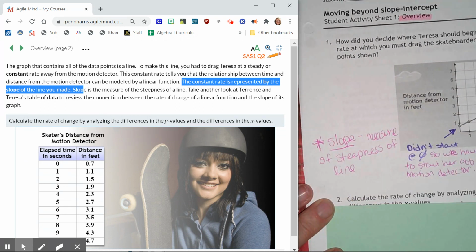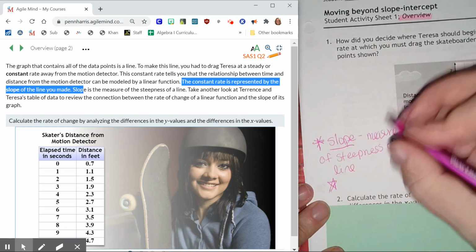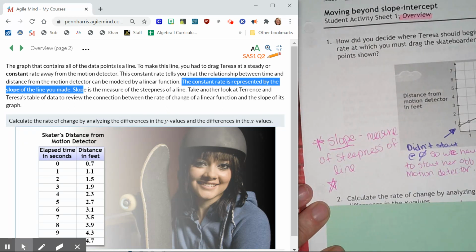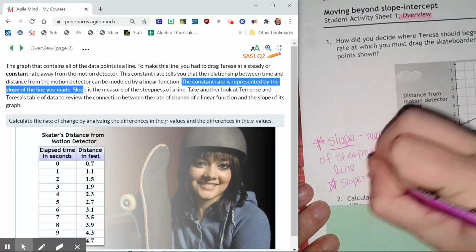But here's the key thing here, guys. Something that I want you guys to understand. Okay? Make another like regular star here. Remember that fancy rate of change we're learning about? Slope and rate of change are the same. Slope equals rate of change.